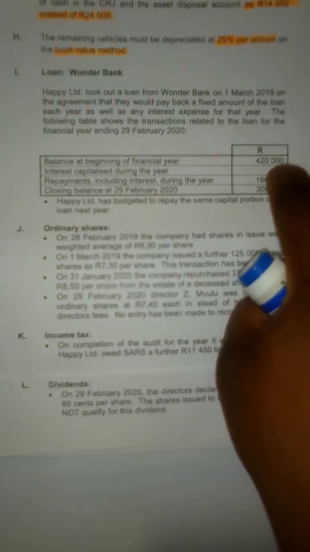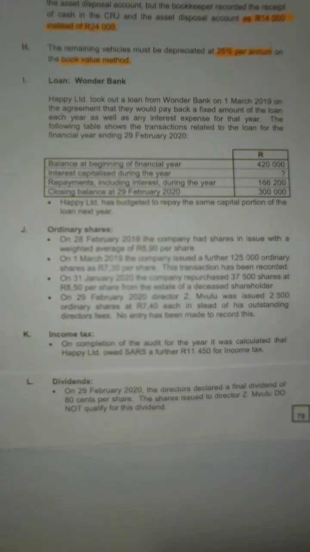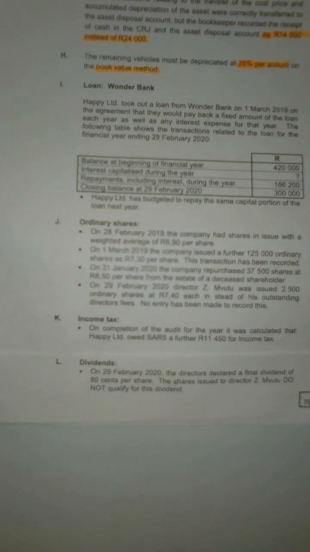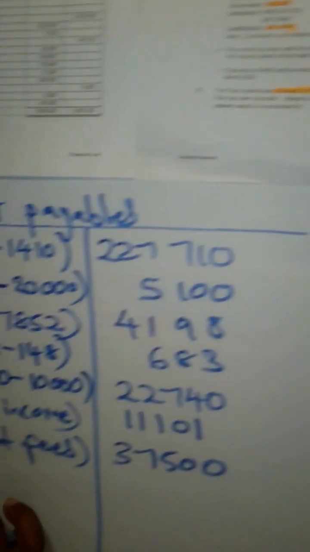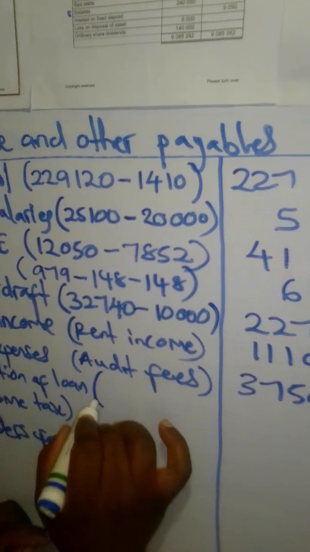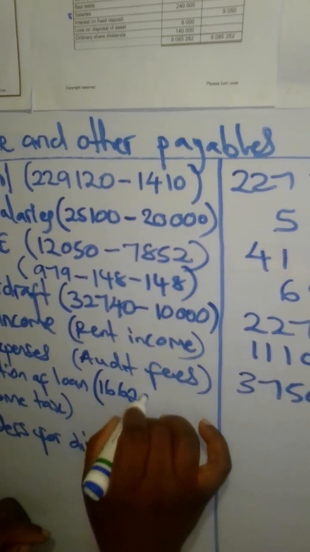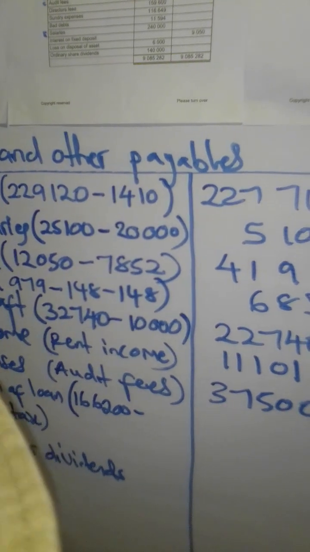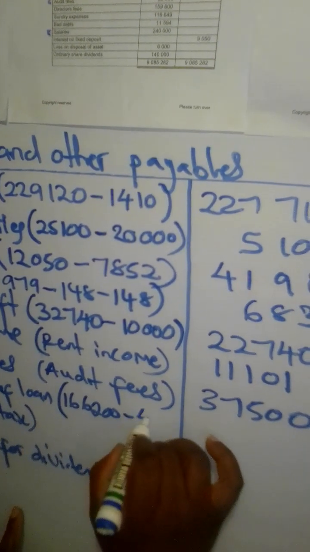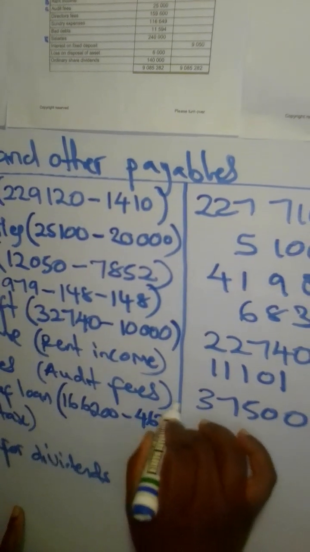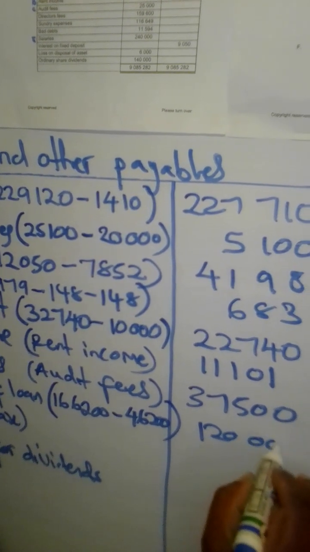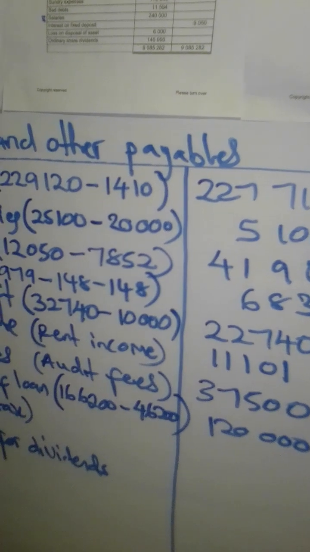Now we calculated the interest here. Okay, so in order for us to only get the repayment or the current portion of the loan, we have to remove the interest and we will remain with the current portion of the loan. So if we take the 166,200 minus the interest, remember you go back to where we did adjustment number I, the interest was 46,200. So when we subtract it, we are going to remain with 120,000. This is the current portion of the loan.